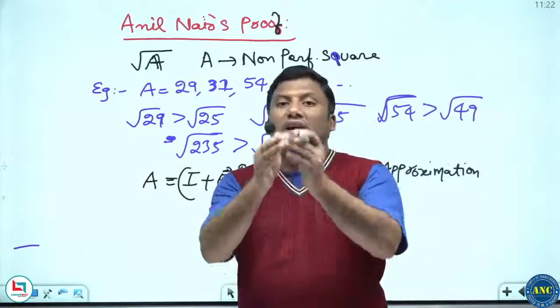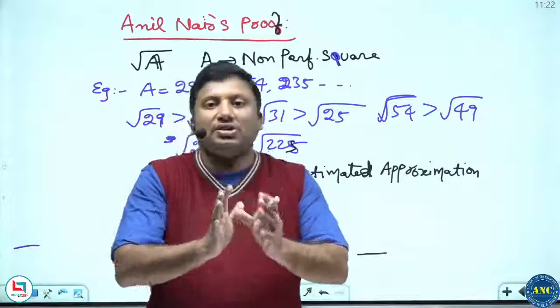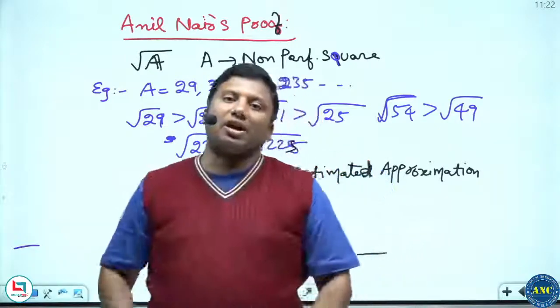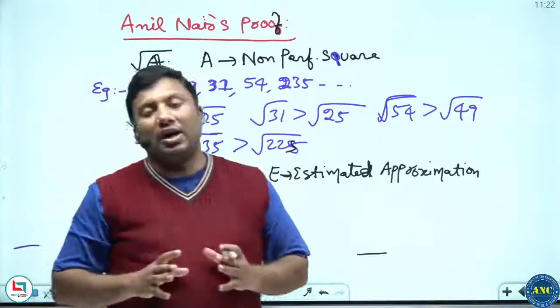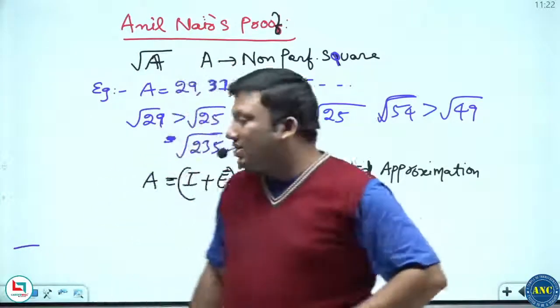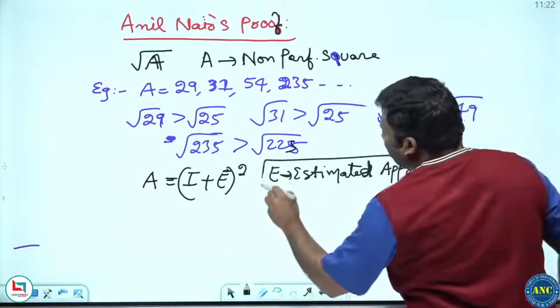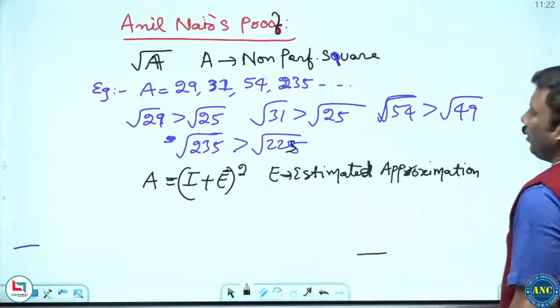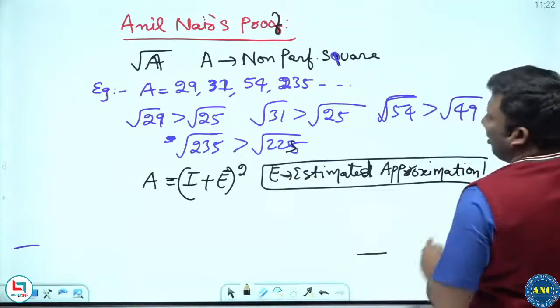Root 29 is greater than root 25. Answer will be 5 point something. What is that something we are trying to find out? Root of 103 is greater than root 100. Its answer is 10 point something. What is that something we are trying to find out? What is E here? E is nothing but an estimated approximation.